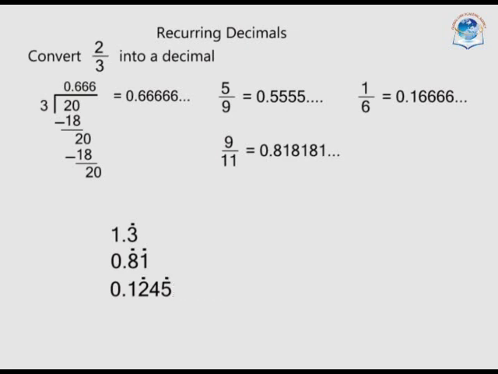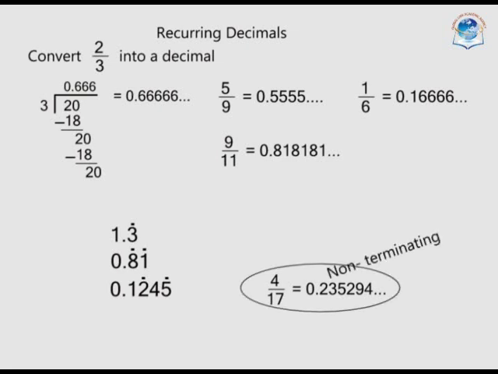Some fractions may be non-terminating but not recurring. For instance, 4 over 17 is equal to 0.235294, and the division will continue and never end. For such a case, we simply decide on the number of decimal places.